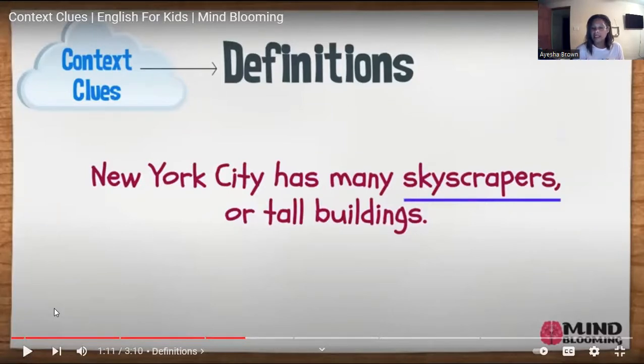All right, so a definition. So she's saying that if she doesn't know what skyscrapers means, is there a definition in this sentence that tells us what a skyscraper is? Do you see it before she says it? What in the sentence gives us a definition of what a skyscraper is?